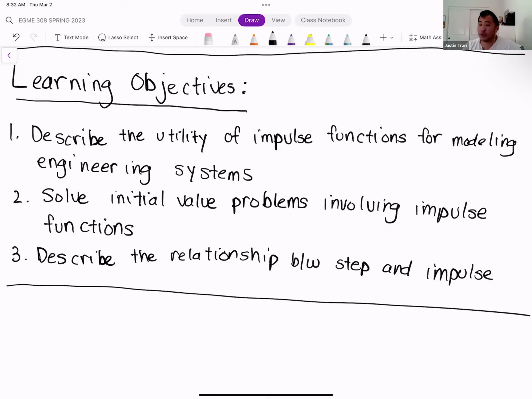Okay, so are there any questions on the midterm or any questions about the homework or anything I can answer before we get started for today? Okay, all right, so let's go ahead and get started. The subject for today is going to be impulse functions.